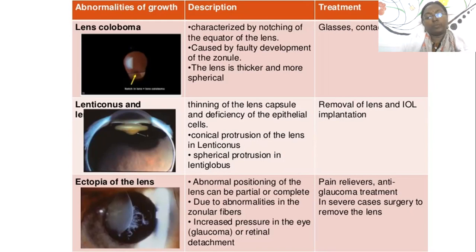Ectopia of lens. In ectopia of lens, abnormal positioning of lens is there, which can be partial or complete. The abnormality is because of the zonular fibers. So there is increased pressure of eye, which leads to glaucoma, retinal detachment. The treatment includes pain relievers, anti-glaucoma treatment; in severe cases, surgery is required to remove the lens.